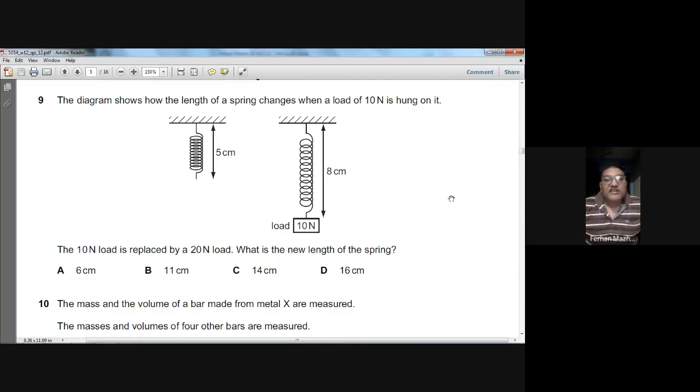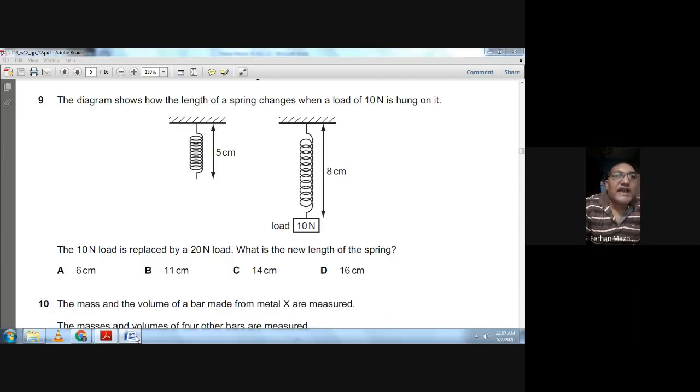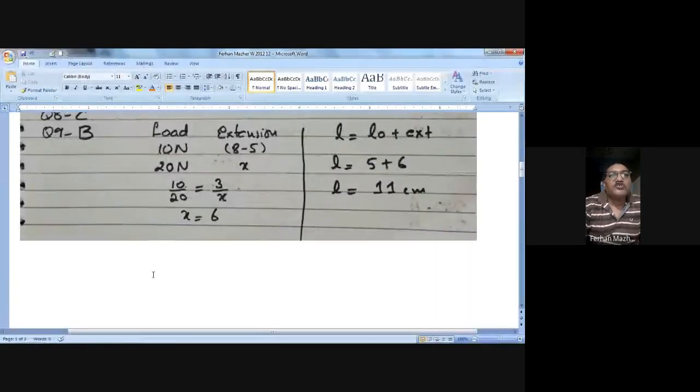The extension and the load are directly proportional to each other. So when the load is 10 Newton, the extension is 3 centimeter. When the load is 20 Newton, what will be the extension? I have done this on a paper. Let me show you that. Okay. So on your screen, you can see when the load is 10 Newton, the extension is 8 minus 5, which is 3 centimeter.